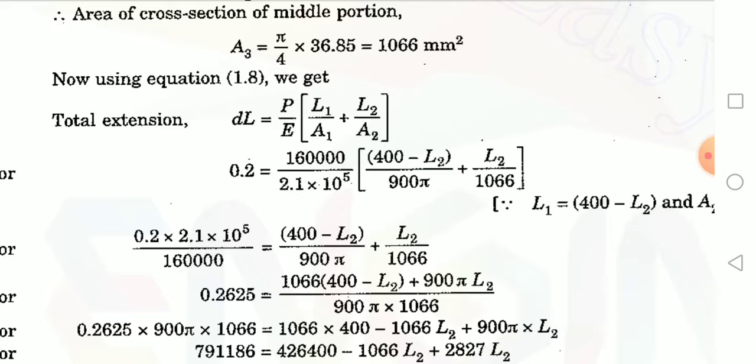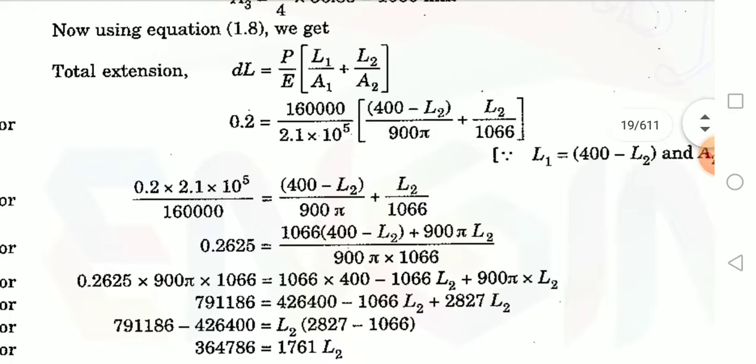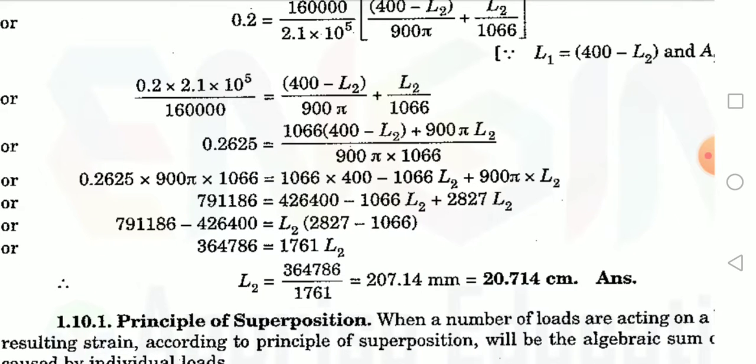Okay, how can we find out the common P by E? Let us take that from right side to left side, then 0.2 into 2.1 into 10 power 5 divided by 160 into 10 power 3. Now here, 400 minus L2 by 900 pi plus L2 by 1066. So you can take LCM now. So we have, finally, L2 as 20.714 centimeter.